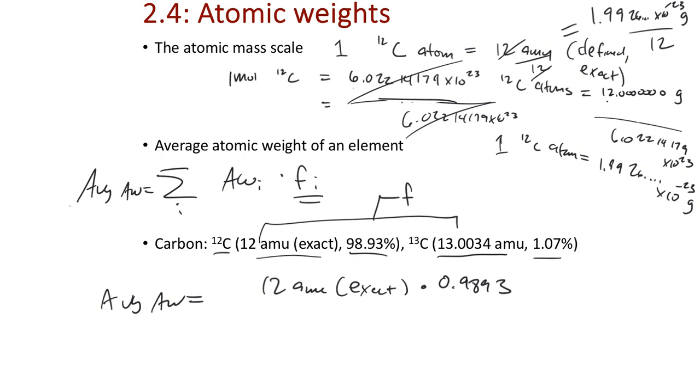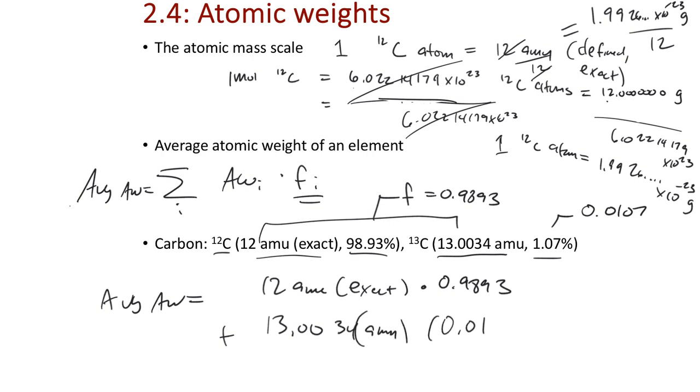So the fraction here would be 0.9893. The fraction of the carbon-13 would be 0.0107. So I'm thinking about their fractional abundances instead of their percent abundances. And then I'm going to add to that 13.0034 AMU times 0.0107.